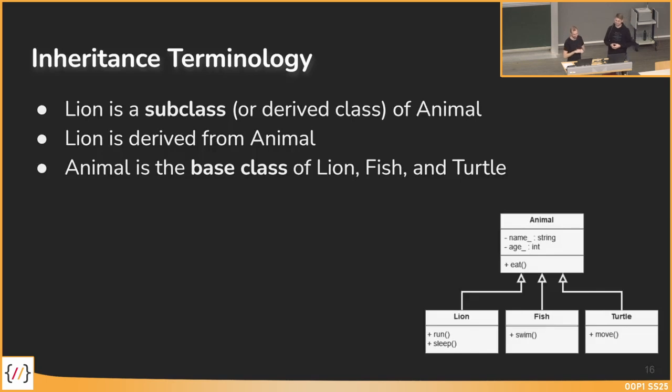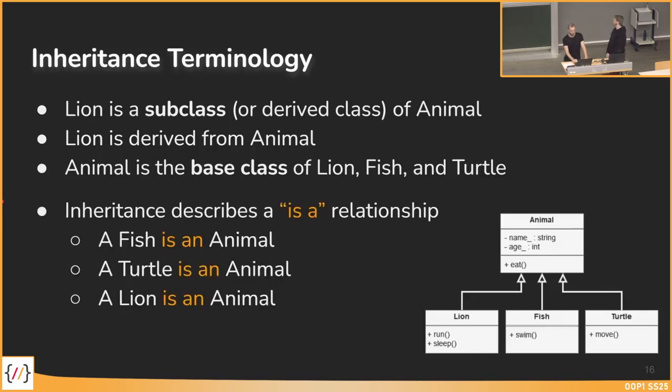When I say a subclass or a derived class, I always mean the lion, the fish, the turtle, and they are derived, in German, we say abgeleitet, from a base class animal. So we have the base class animal, and we have the subclasses or derived classes lion, fish, and turtle.